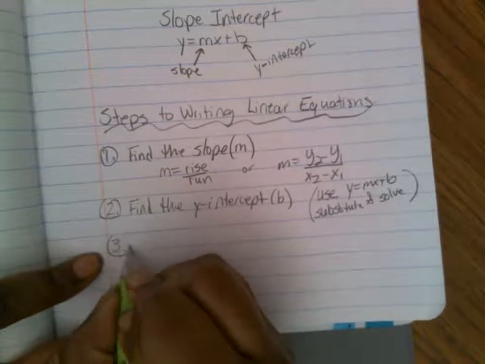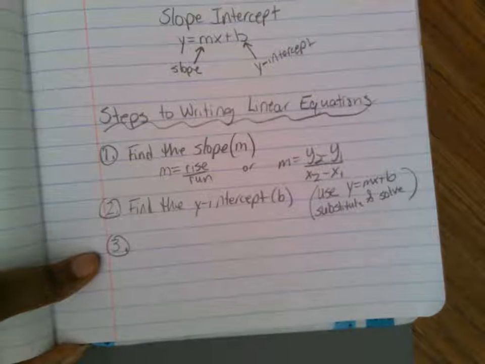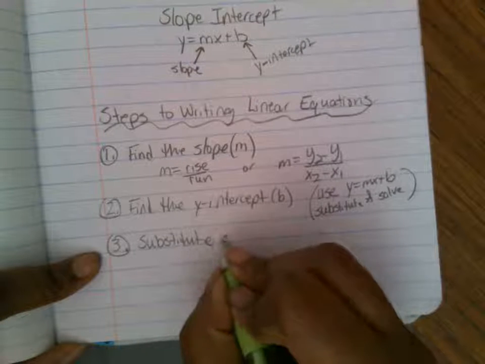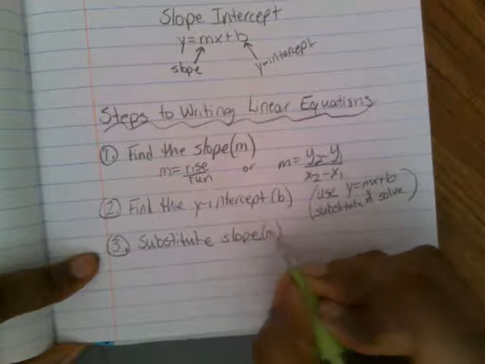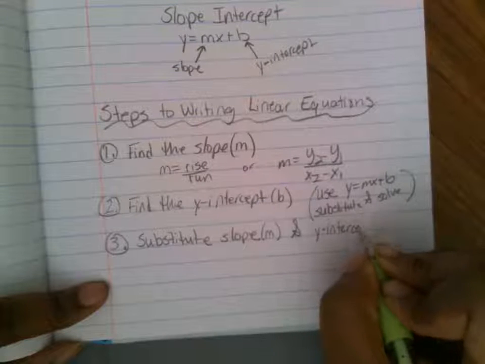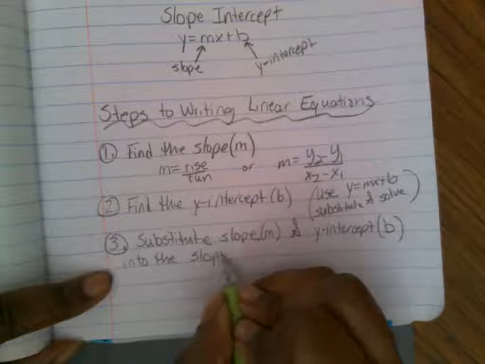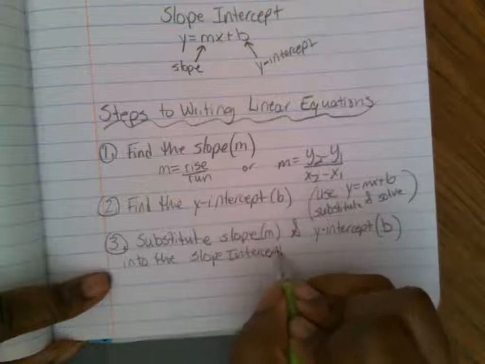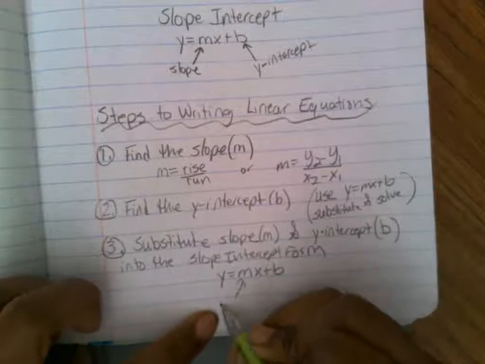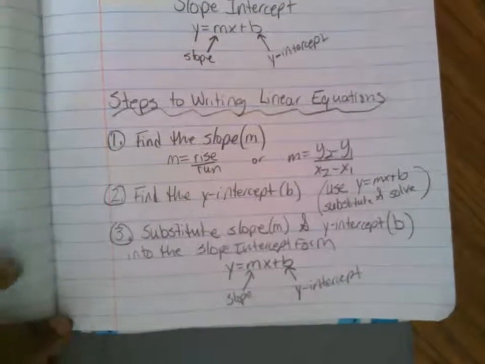The last step, number 3, is that you're going to take your slope and your y-intercept and plug them into the slope-intercept form. So lastly, all you're doing is substituting. You substitute slope, the letter that represents slope is m, and y-intercept, the letter for y-intercept is b, into the slope-intercept form. Again, the slope-intercept form is y equals mx plus b. All you're doing is substituting those values in. And voila, you have an equation.